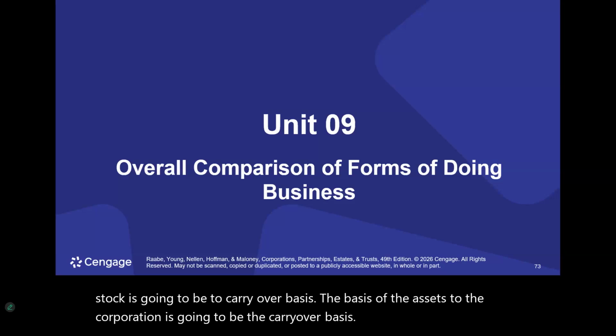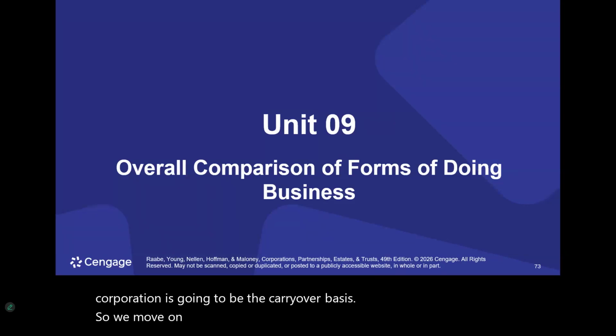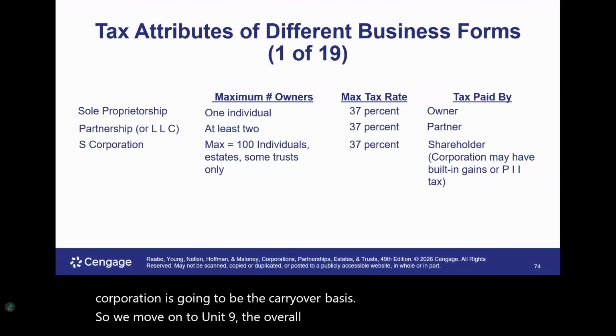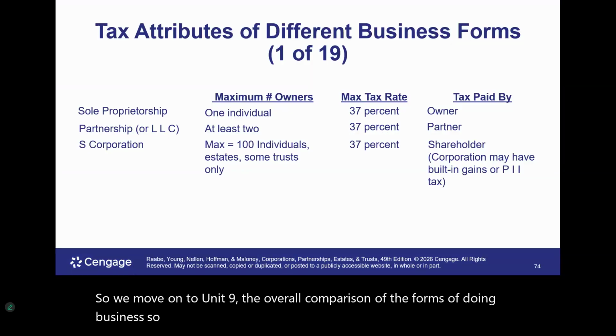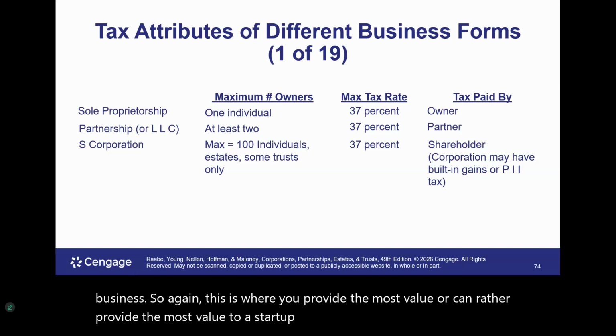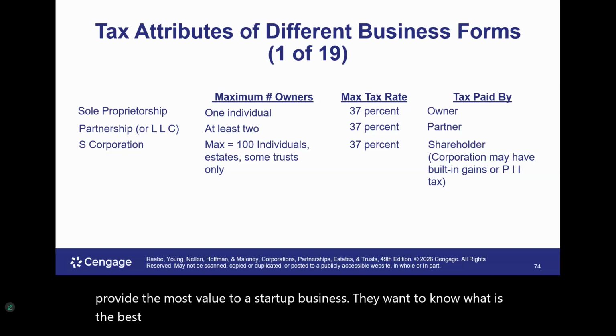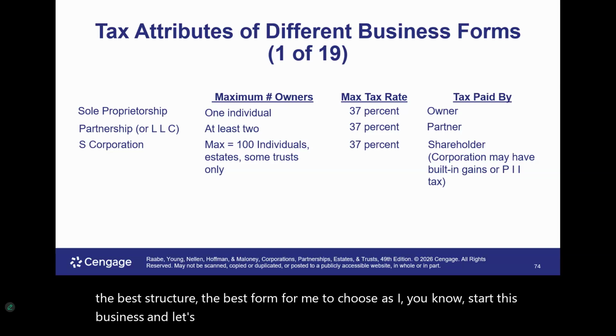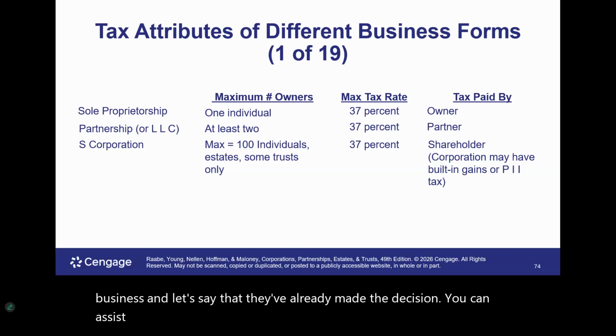So we move on to Unit 9, the overall comparison of the forms of doing business. So again, this is where you can provide the most value to a startup business. They want to know, what is the best structure, the best form for me to choose as I start this business. And let's say that they've already made the decision. You can assist them by walking them through the pros and the cons.